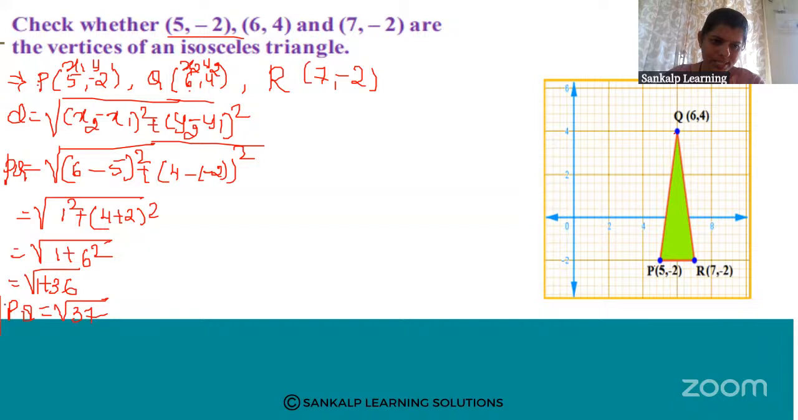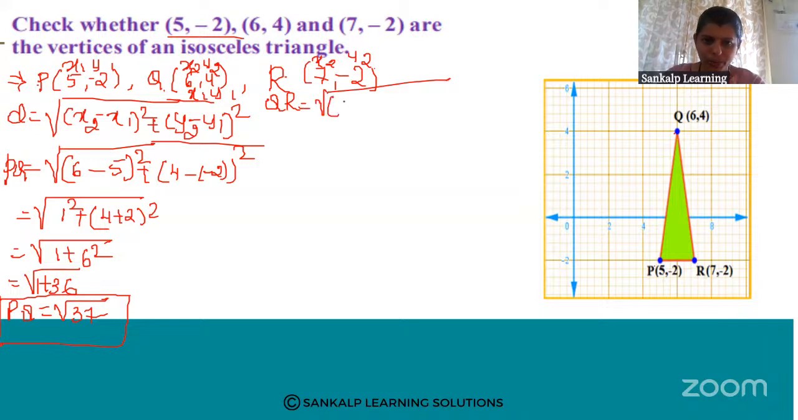36 plus 1 is 37. This is the value of PQ. Now, find out the distance between QR. Here also use the distance formula. So when you are considering from Q to R, this is x1, y1 and this is x2, y2. Yes or no? This is x1, y1 and this is x2, y2.